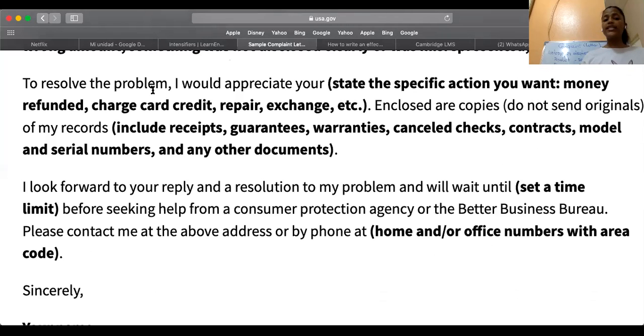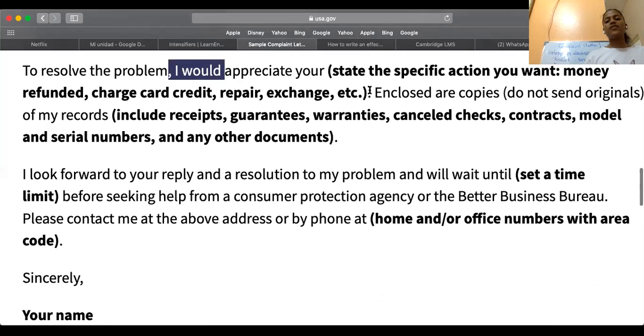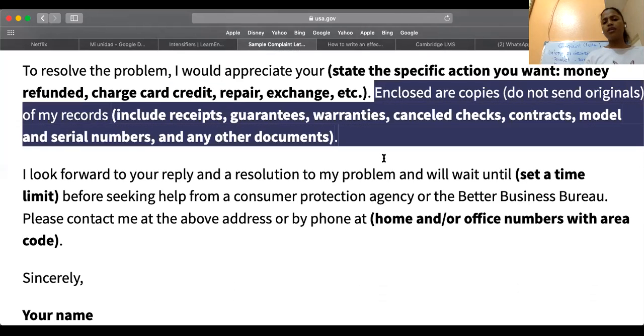To resolve this problem, I would appreciate, I would like, I want your, you want money, a refund, a charge to the credit card, a repair, an exchange. You want something, you need to express what you want. If you don't do this, don't put any copies of documents. Don't do that. I don't need that.